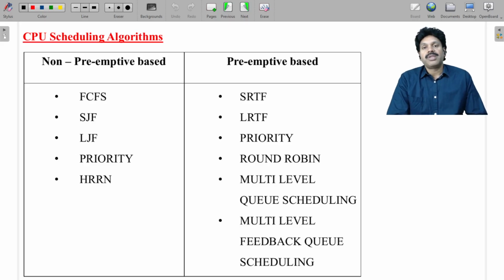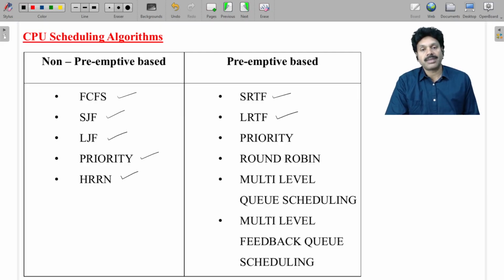So there are different CPU scheduling algorithms: pure non-preemptive fashion and pure preemptive nature. Under non-preemptive nature, there is FCFS, shortest job first, longest job first, priority, and HRRN. Under preemptive nature, shortest remaining time first, longest remaining time first, priority based, round robin, multi-level queue scheduling, and multi-level feedback queue scheduling algorithms.